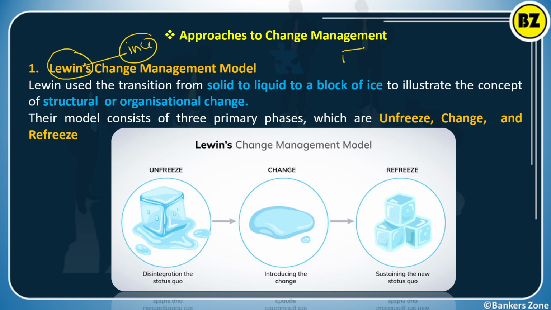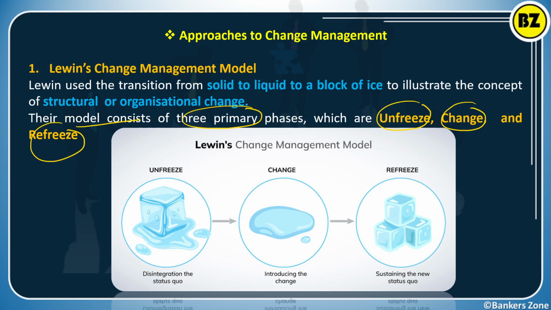There is one ice block which was solid, then it was converted into liquid, and this is the basic concept behind Lewin's model. That is the only thing you have to understand. Lewin's model is nothing but the solid to liquid transition of the ice block, right? Now see, this model consists of three primary phases: unfreeze, change, and refreeze.